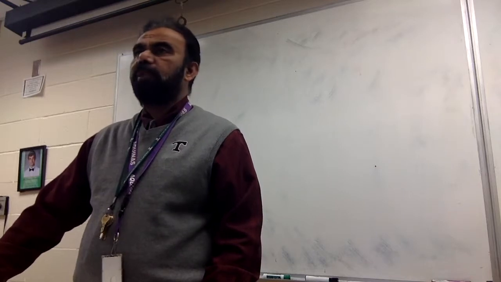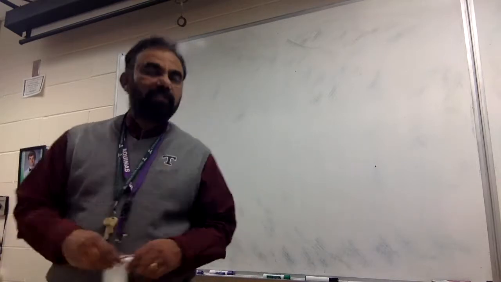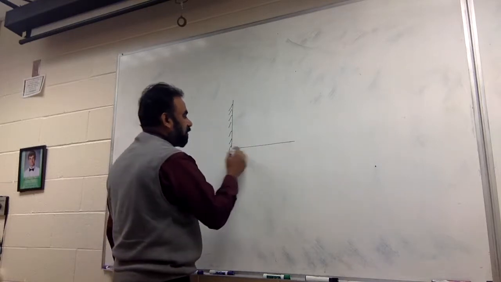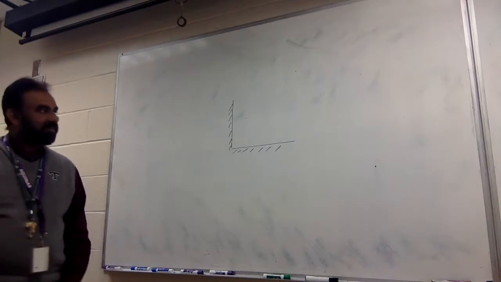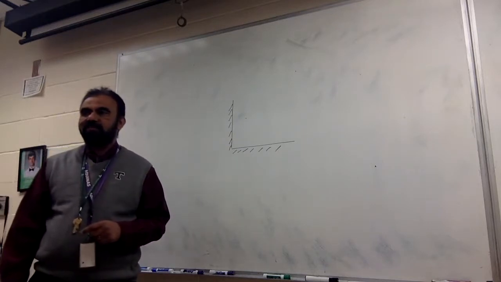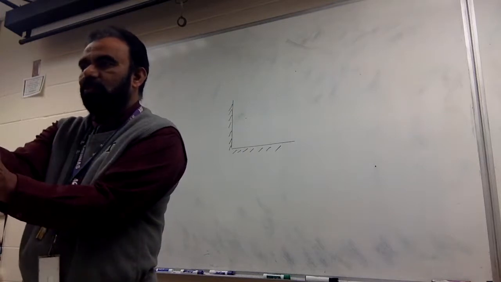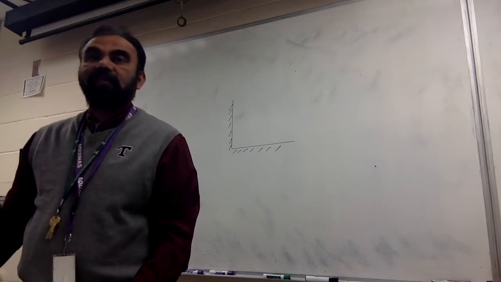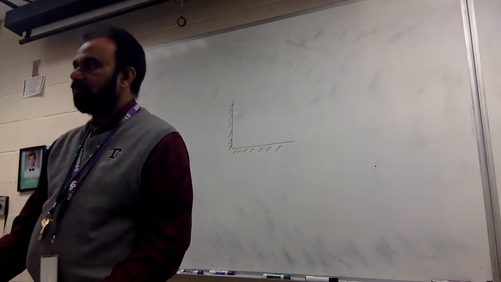Now if you have multiple plane mirrors, then you can get multiple images. For example, if you have a mirror like this and a mirror like this, and you put an object and you're looking at it from here, how many images can you see? If you keep two plane mirrors at right angles to each other and you put something in the middle, how many images can you see?